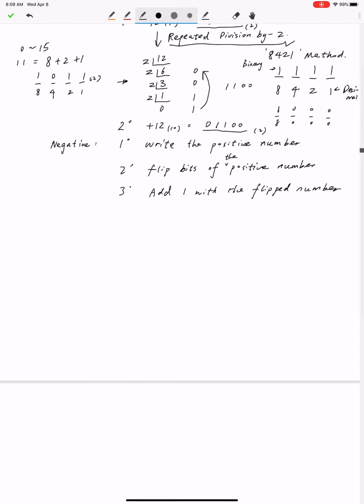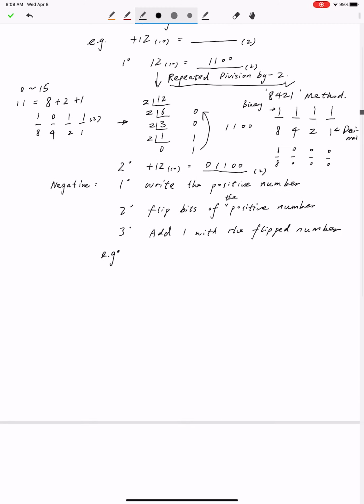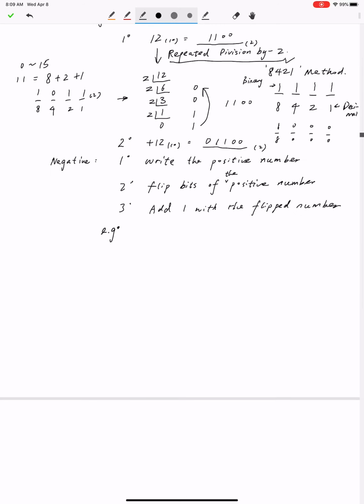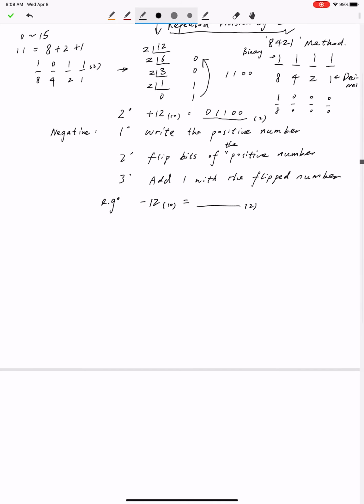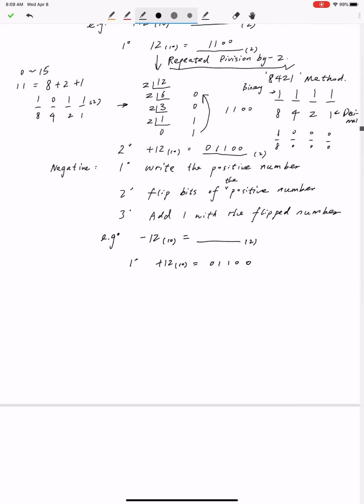how to do this process. All right, so in this example, let's try to write minus 12, this decimal number in binary representation. Okay. So first step, we write the positive 12. What's the representation of positive 12? That will be 0, 1, 1, 0, 0, right? The result we find in the previous example.